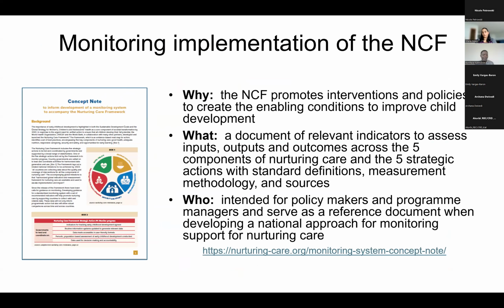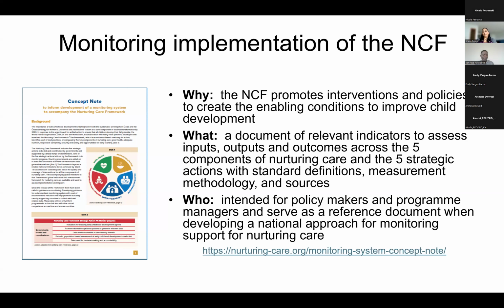So after the framework was launched in 2018, in 2019, we produced a concept note on what it would mean to monitor implementation of the framework. And it doesn't give you the answers. It's giving you food for thought. It's reminding you that we have the strategic actions and we have the 5 components of nurturing care.